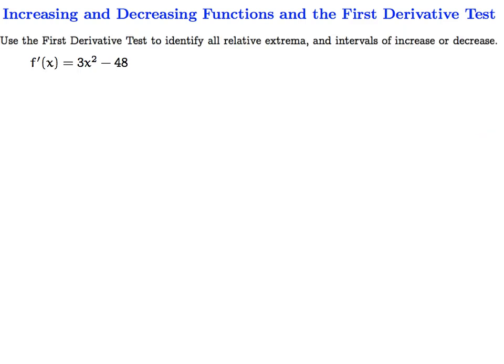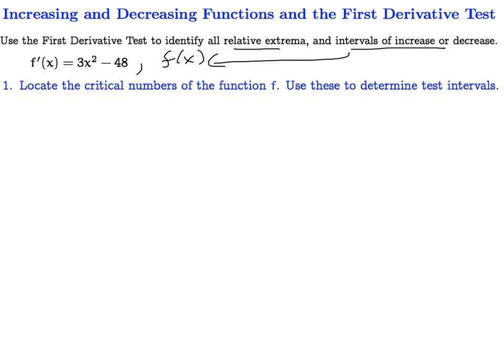So now let's go ahead and make use of the first derivative test to identify all relative extrema and intervals of increase or decrease for a function f of x, which we don't actually know, but we have here its derivative. So the key is we're identifying the relative extrema and intervals for this function f of x, even though we only know its derivative. So the process we go through is exactly the same as first finding the intervals of increase or decrease. The first thing we need to do is find all critical points.